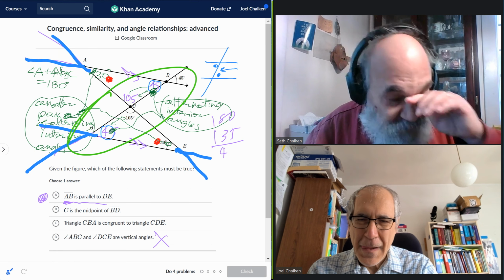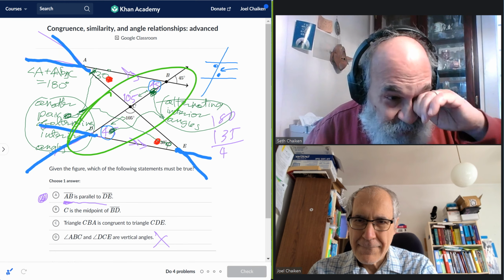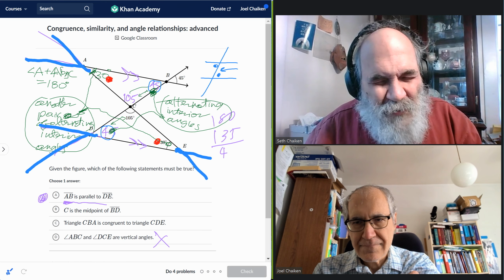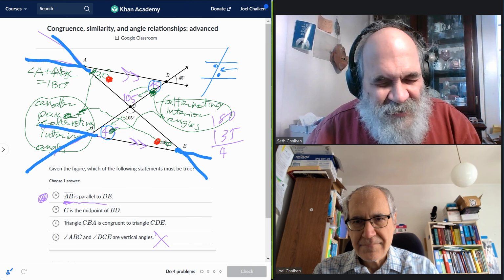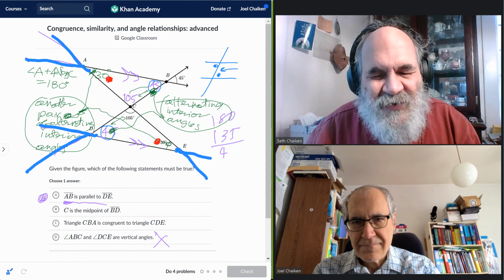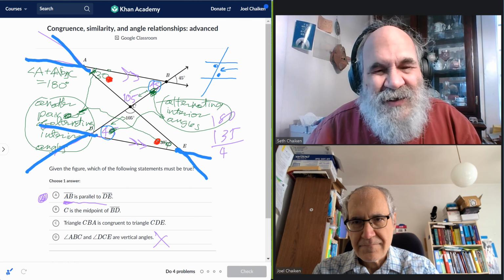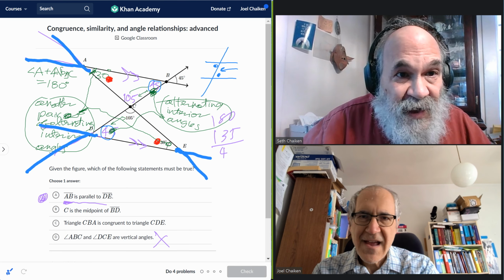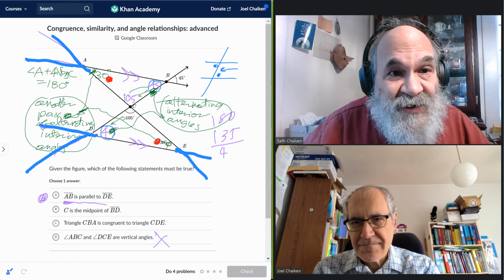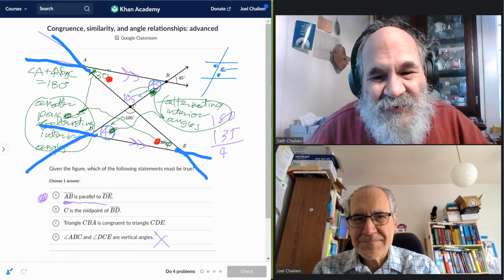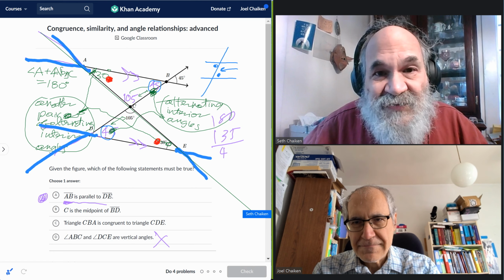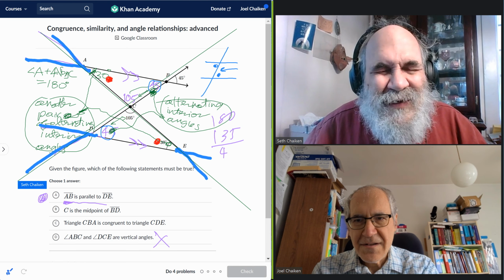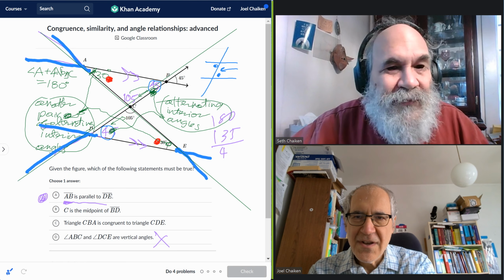Well, the alternate interior angles pertain to what's called a transversal. In this problem, there are two transversals. One transversal is this one here, and the second transversal is that one. But all you have to do is prove one pair of alternate interior angles.